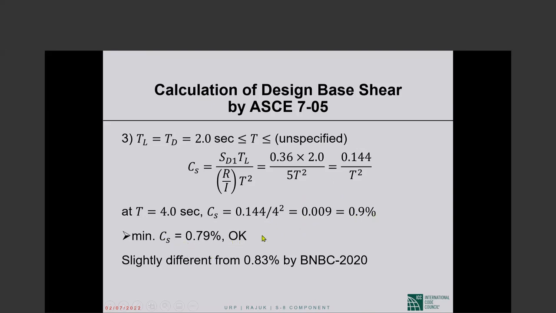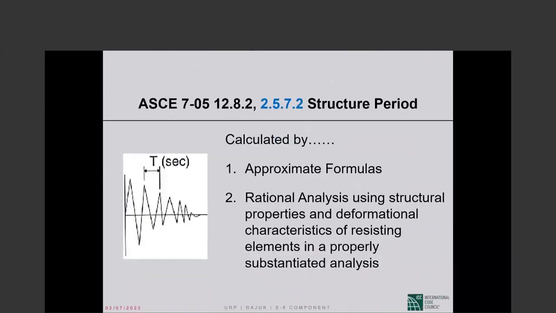Minimum is 0.79%. This is a little bit different from the 0.83% of BNBC 2020, but we found a mistake in the BNBC 0.83%. Remember the 1.35 versus 1.25. So it will come closer probably to the same number. Okay, so I hope you find these numbers beneficial. I always do. And okay, so let me, a few minutes left, let me cover a little more ground, and then the rest will be left for tomorrow.